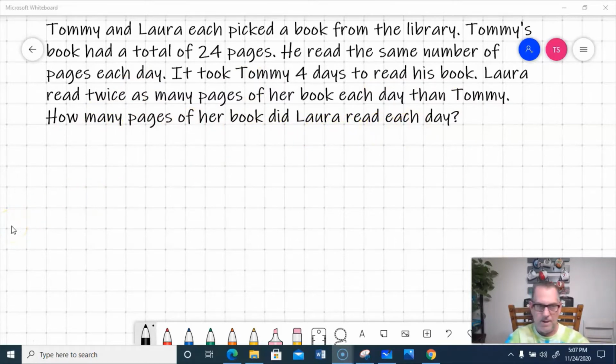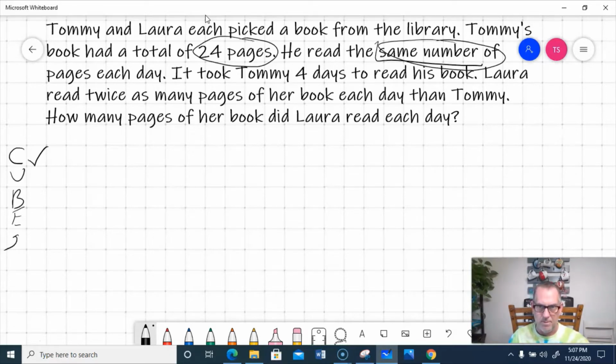So we're going to go ahead and break this problem down. We're going to use our CUBES strategy. The first thing I'm going to do is circle important information. So Tommy's book is a total of 24 pages. And he read the same number of pages every day. Same number every day. Actually, that's probably going to be a box-in thing. Same number every day tells us that there are equal groups.